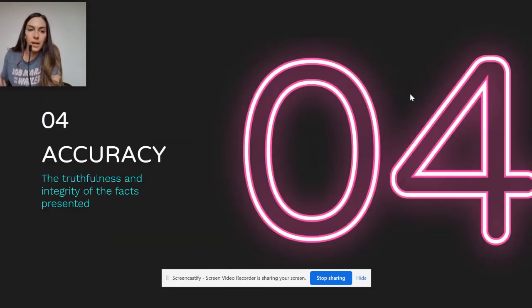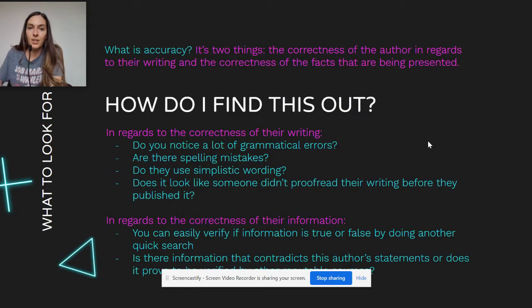Okay, so the fourth thing we're going to look at is accuracy. And this has to do with the truthfulness of the source, the integrity of the author. Hopefully they are telling you the truth about things. So accuracy is two things. The first thing is when we talk about accuracy in writing, we're talking about their correctness as far as grammar and spelling mistakes. Are they proofreading the writing, or is it clear that they just randomly put this together and there are mistakes all over the place?